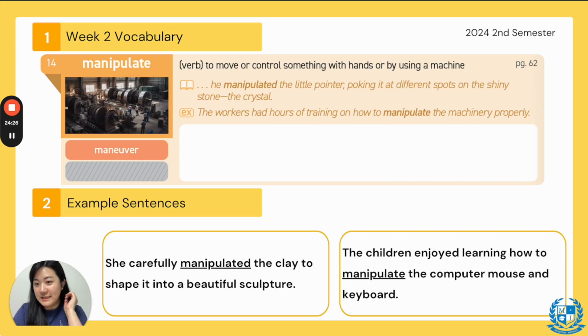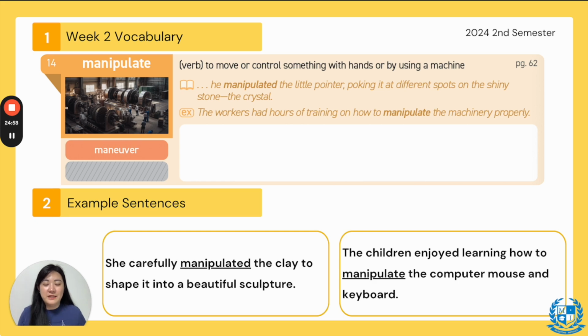14, our word is manipulate. Everyone say manipulate. And the synonym here means maneuver, and it is a verb. It means to move or control something with your hands or by using a machine. In the book it says, he manipulated the little pointer, poking it at different spots on the shiny stone, the crystal. Meaning he changed it, he moved it around, and he controlled it. He manipulated some things.